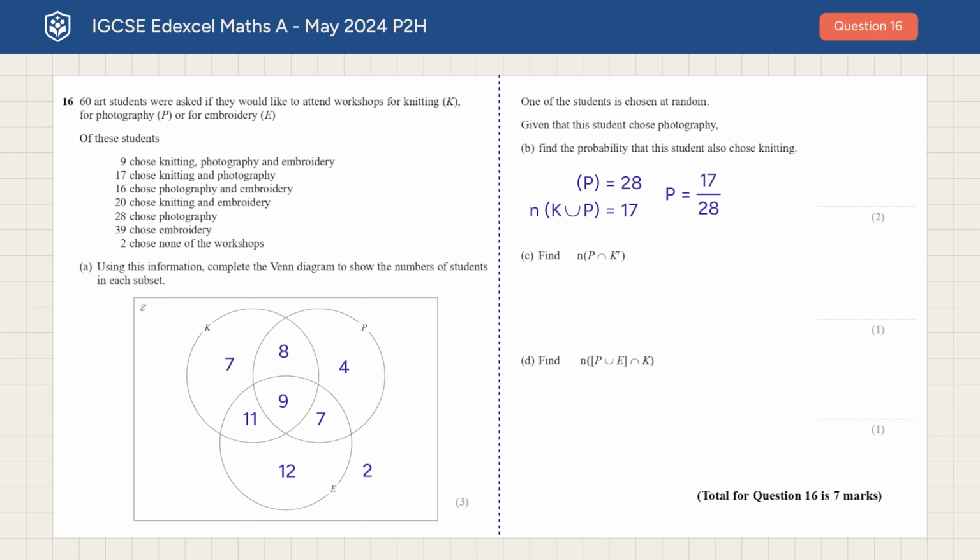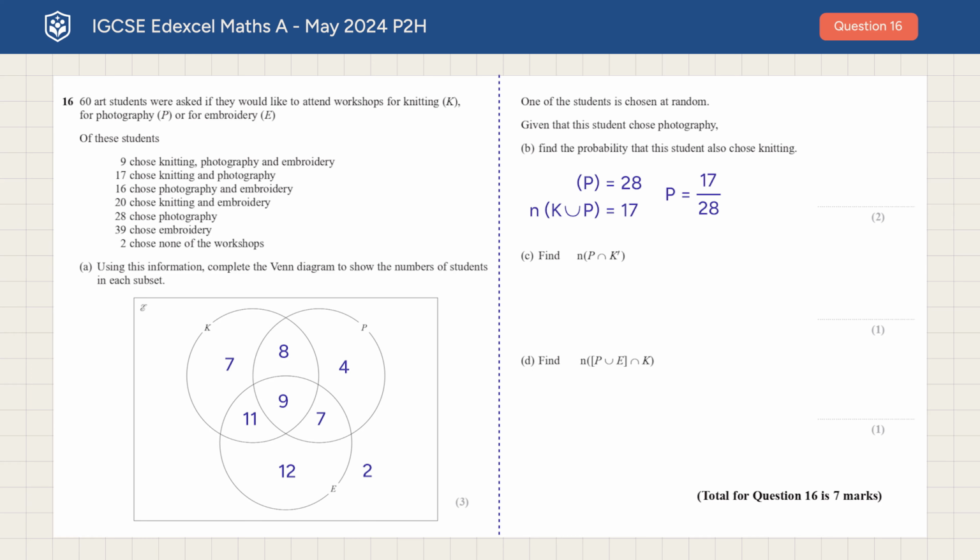Part C. We need to find the number of students in the set P intersection K prime. In plain English, this notation means the number of students who are in photography and not in knitting. To find this, we look at our completed Venn diagram and identify all the parts of the photography circle that do not overlap with the knitting circle. There are 2 sections that fit this description.